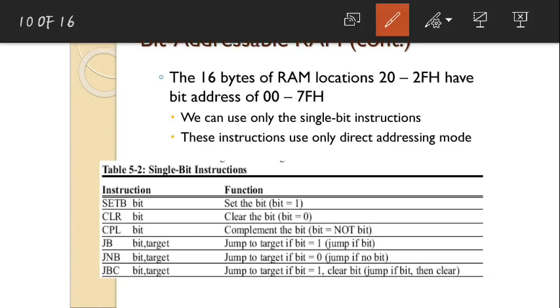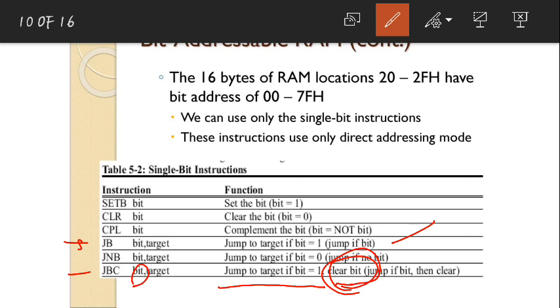So this is the only difference between jump bit and jump bit C. C means clear. Here it jumps to the target if bit is equal to 1 and clears the bit. It will do this one more operation. It is the same as JB, but the bit will also be cleared after jumping.